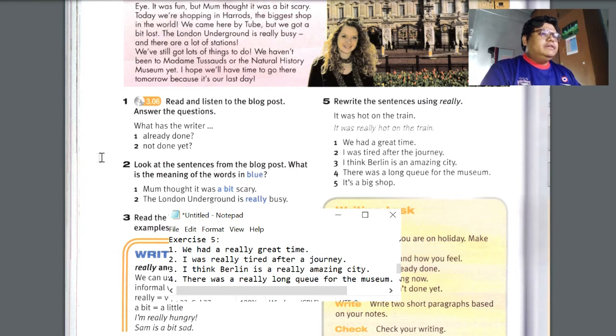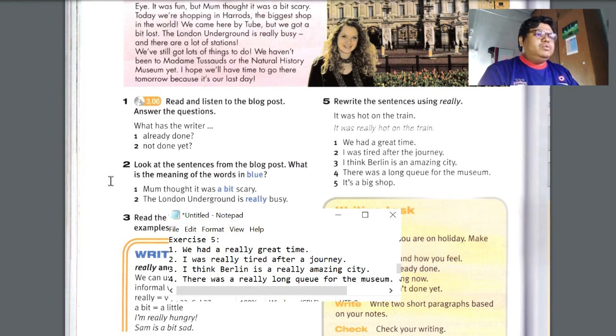Okay, tengok apa perkataan really ni comes before adjective. Okay, great is an adjective. Okay, so really great. Really tired, adjective. Okay, really amazing. Okay, you can't say amazing, really. Okay, you can't. It's because really is emphasizing the word amazing. Okay, so dia kena datang sebelum adjective.